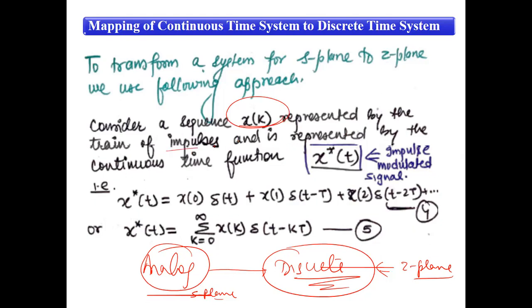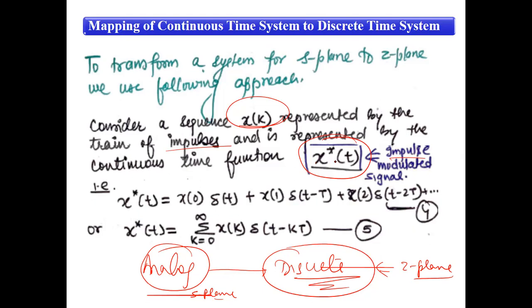For this, let us consider a sequence x(k), which can be represented by a train of impulses. A train of impulses means we have impulse sequences which are generally scaled and delayed impulses. Let us call this an impulse modulated signal, so x*(t) is that impulse modulated signal. What do we mean by impulse modulated? It is actually an impulse sequence, however we have modulated it with the values of each sample, that is, the magnitude of each sample.